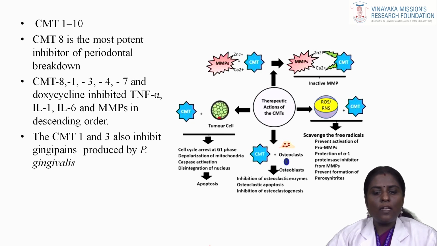CMT8 along with 1, 3, 4, 7 and doxycycline inhibited TNF alpha, IL1, IL6 and MMPs in descending order. That is, CMT8 is more potent than 1, 3, 4, 7 and doxycycline in inhibiting TNF alpha. The potency of CMT8 is higher than that of its variants. CMT1 and 3 also inhibit gingipains, that is the virulence factor produced by P.